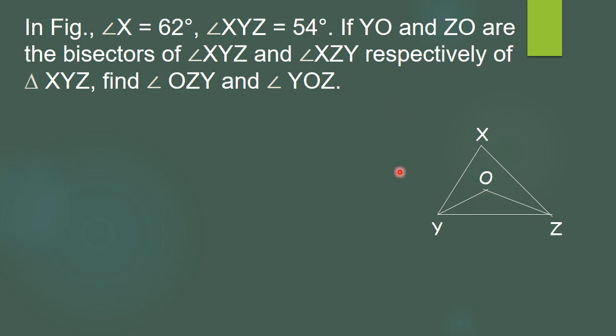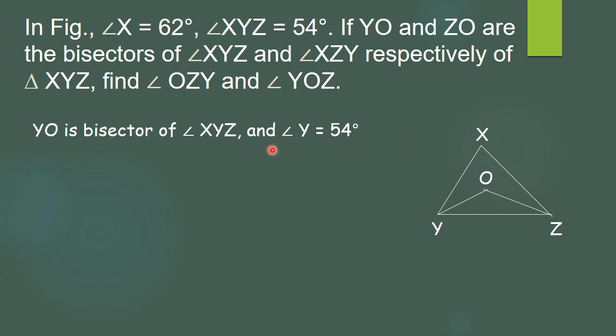Now what is meant by the bisector? An angle bisector is a line which divides the angle into two equal parts. So as YO is a bisector of angle Y, this angle OYZ will be the same as angle OYX, and that will be half of the angle Y. So first we'll write that, as this is a bisector, naturally angle OYZ will be half of angle Y, and that is half of 54. So that is equal to 27.